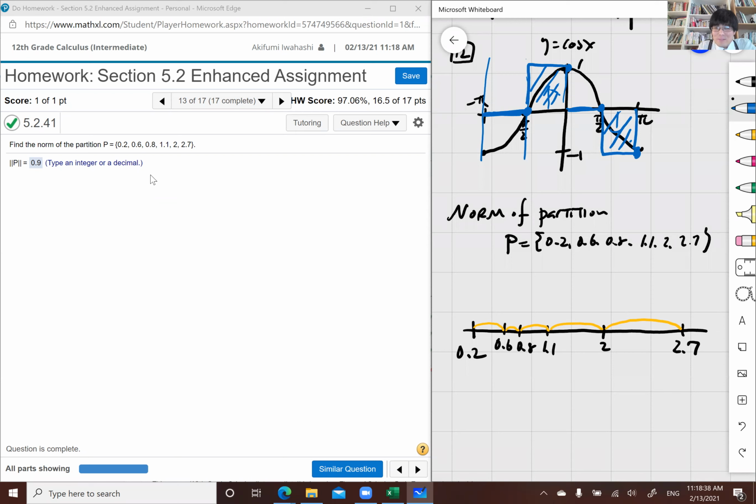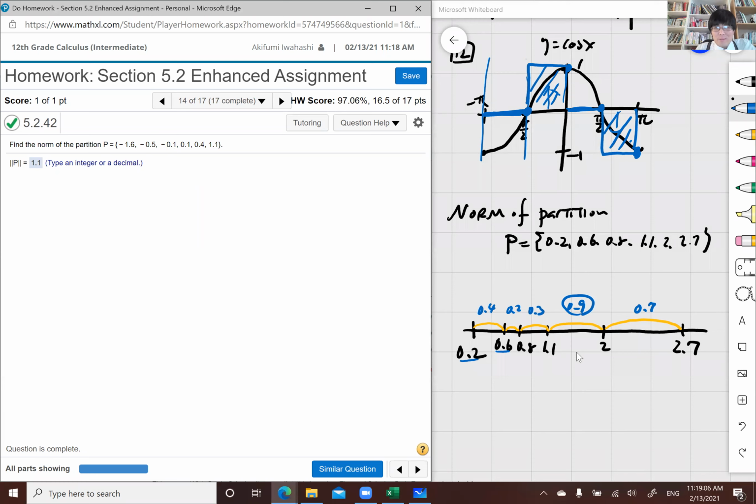So, well, my picture is not good. This distance looks like the largest, but let's check it. Between 0.2 and 0.6 is 0.4. 0.6 to 0.8 is 0.2, and here's 0.3, and here's 0.9. So the 0.9 is going to be the norm for this partition. That's the largest horizontal distance between two consecutive points.